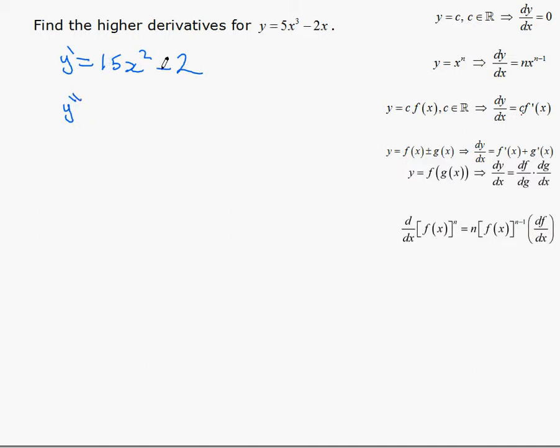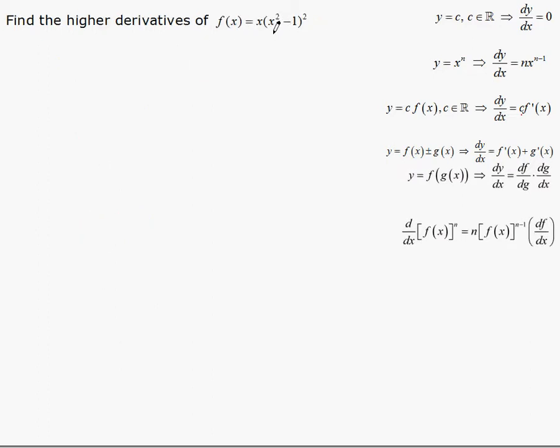This is also a function, so we can take the derivative again. 30x minus 0, the derivative of 2 is 0. Third derivative, 30. And fourth derivative, 0. And that's what we mean by higher order, or higher derivatives. Find all the derivatives until you get to 0. There's no sense in continuing because every derivative after that would be 0.